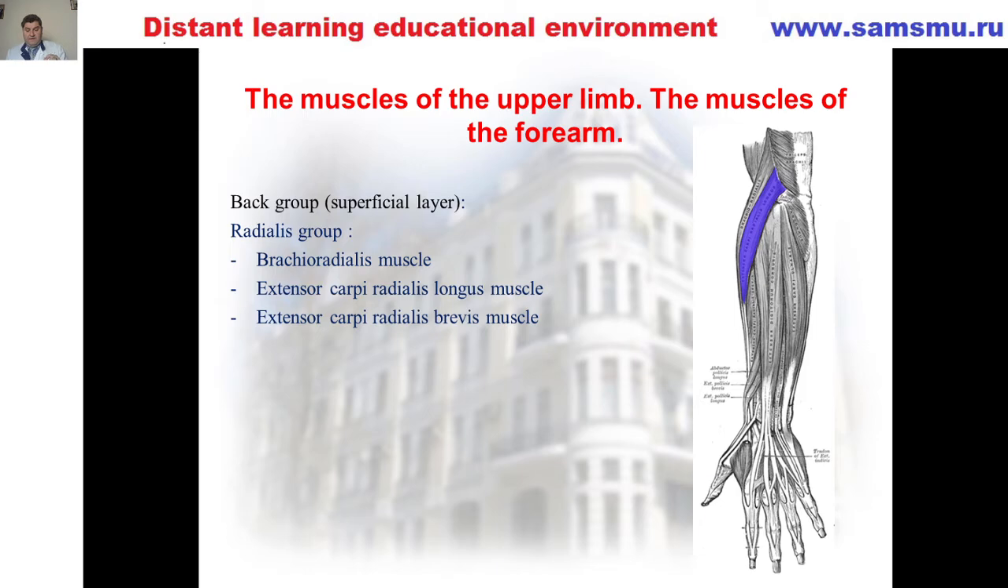Action. Flexes the forearm and extends, or dorsal flexion, and radial abduction of the wrist.